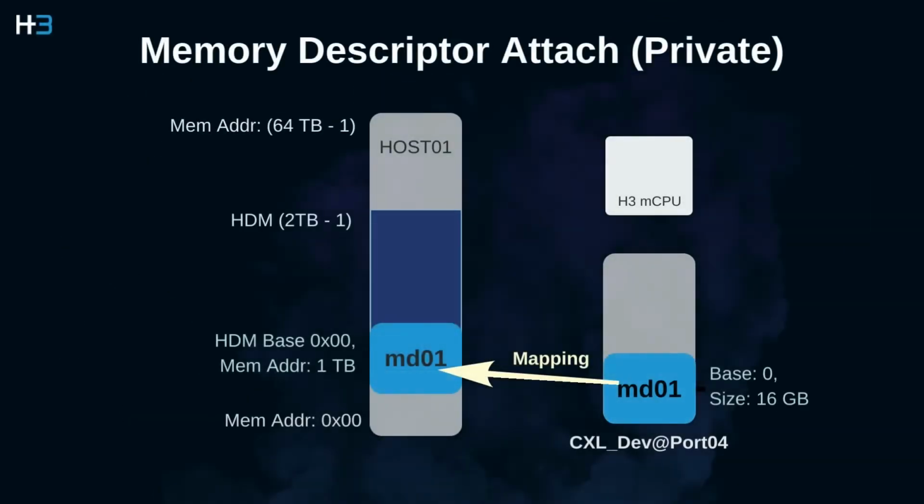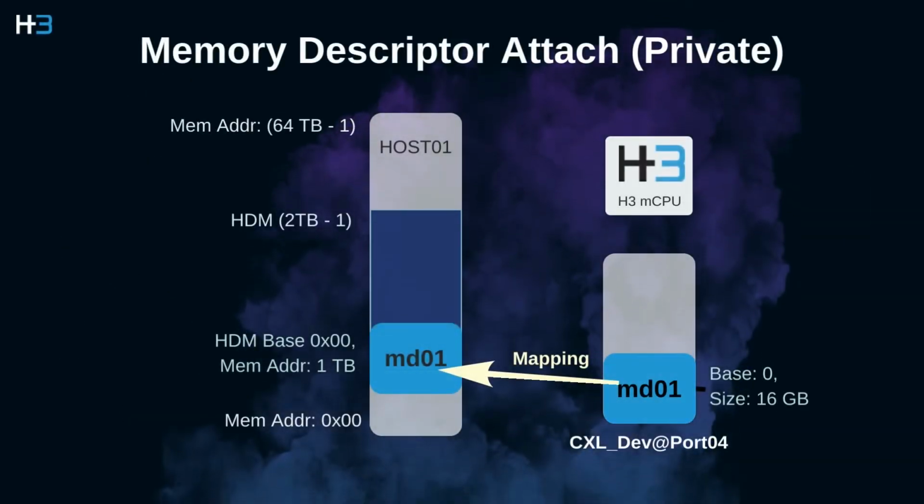Let's talk about the principle of private CXL memory mapping. The memory pooling is through the memory address mapping. The H3M CPU will get out the memory module as its own memory and create the global memory address.